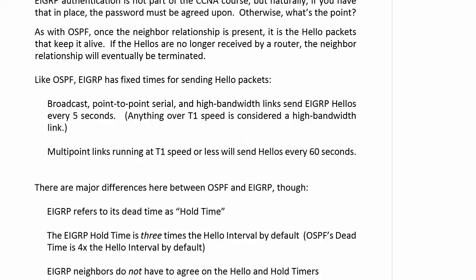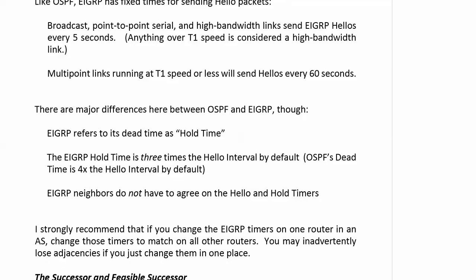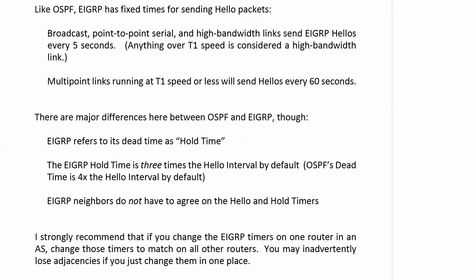EIGRP neighbors do not have to agree on the hello and hold timers to become neighbors. And we saw, of course, with OSPF, that was one of the situations we did some troubleshooting with, where we did a mismatch purposely on the hello and dead times, and we saw the adjacency go right down. I strongly recommend to you, though, and so does Cisco, that if you change the EIGRP timers on one router in an AS, please change them to match.